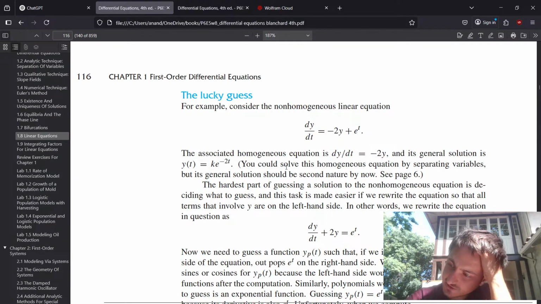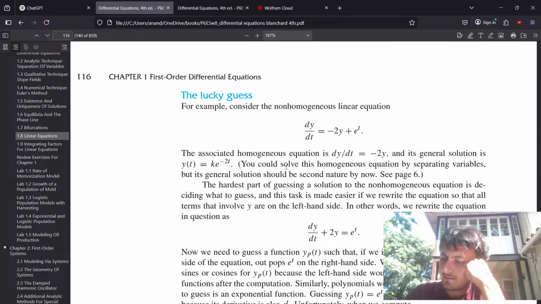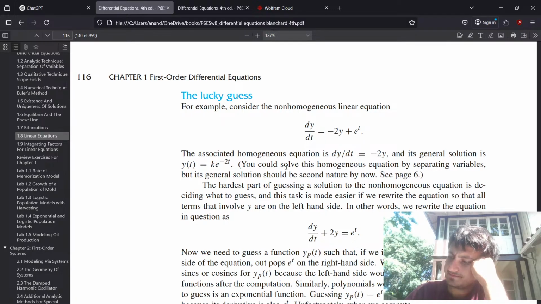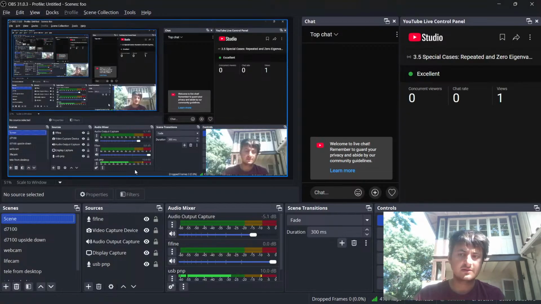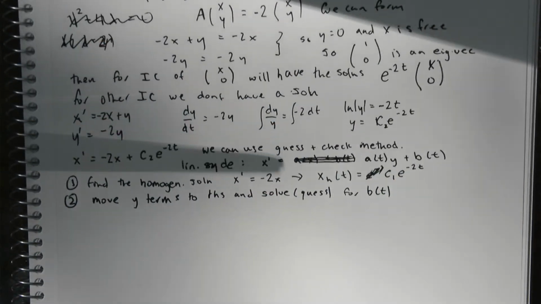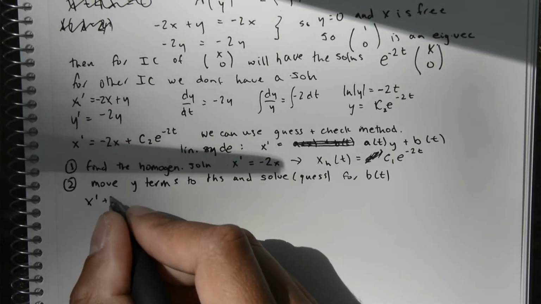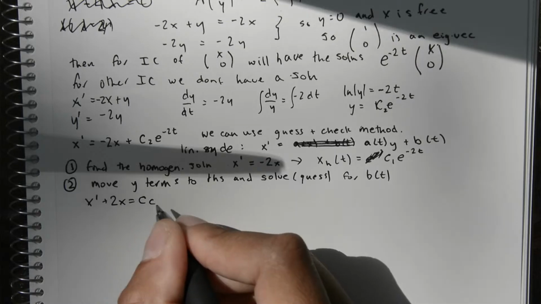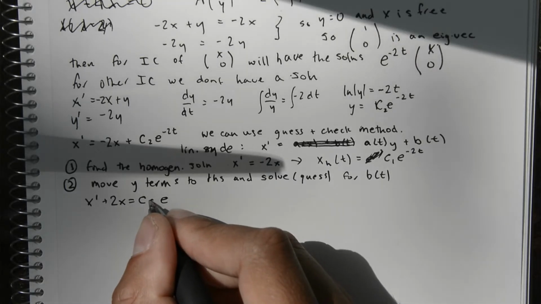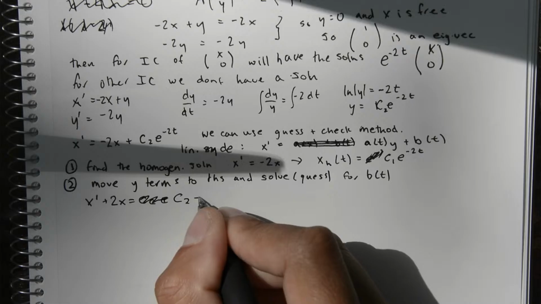Right. No, okay, so what you have to do is move the x terms, the derivative terms, to the left hand side and solve, i.e. guess, for b of t. Okay, that makes sense. So if we go back, so we found this. So now we want to say that x prime plus 2x is equal to c2 e to the minus 2t.